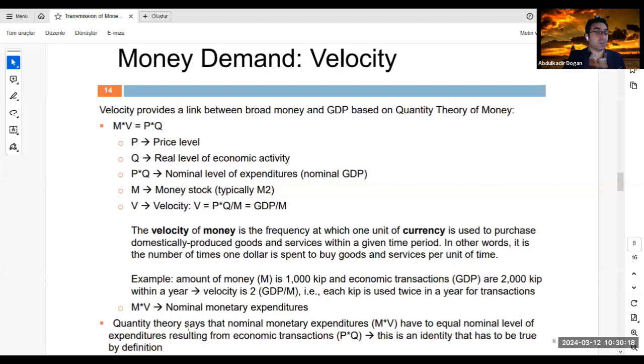Quantity theory of money says that nominal monetary expenditure, this is M times V, has to equal the nominal level of expenditure resulting from economic transactions, this is P times Q, meaning the nominal gross domestic product. This is an identity that has to be true by definition in any case. So it is not true in one country and wrong in another. This is true everywhere.